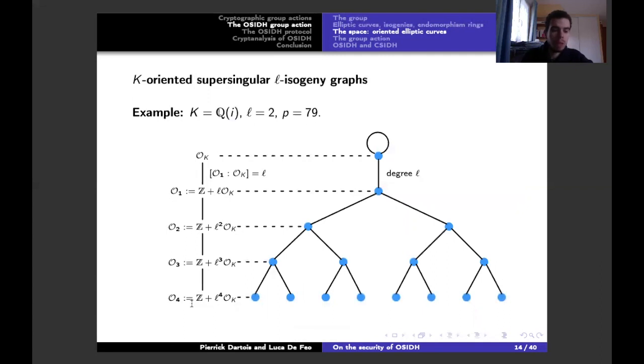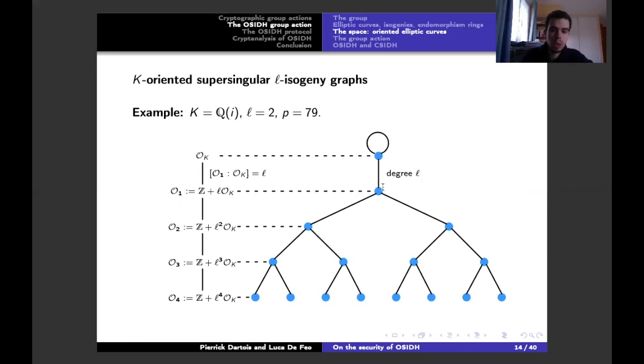Now, we fix a quadratic imaginary field K and a prime L, and we look at the graph whose vertices are K-oriented elliptic curves and edges are isogenies of degree L. The graph is very interesting because every connected component has a volcano structure. On this connected component, for instance, we have the crater of the volcano, which is oriented by the maximal order of the field. At the crater, we have one horizontal isogeny and one descending isogeny.